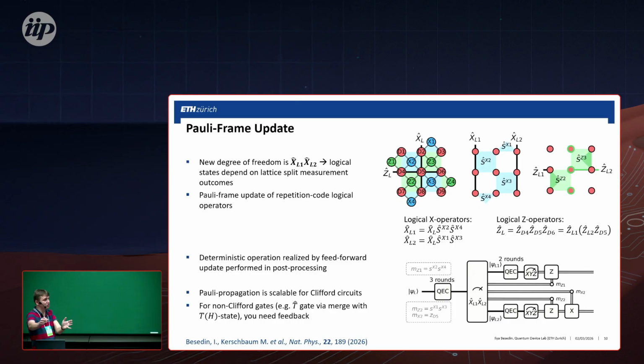So I actually execute the whole algorithm, and when I read out everything, I do it like already days after the experiment. And I can do that because this is a Clifford circuit, and these are Pauli operators, and Pauli operators can be propagated through a Clifford circuit. I would need real-time feedback as soon as we do non-Clifford gates like a T gate by merging with a T or an H state, like with magic states. But we're not doing that here, so it's fine.